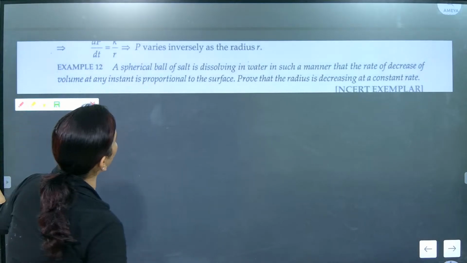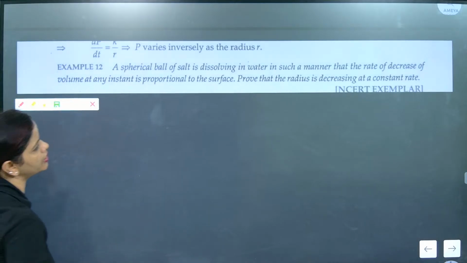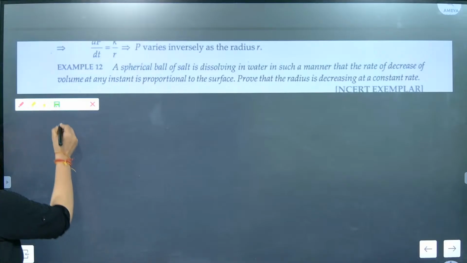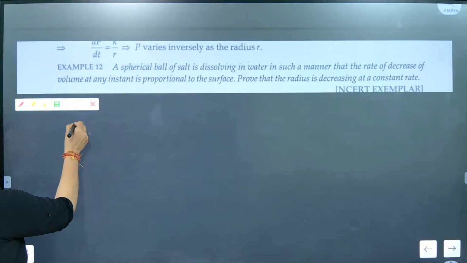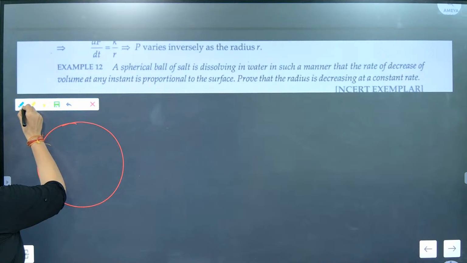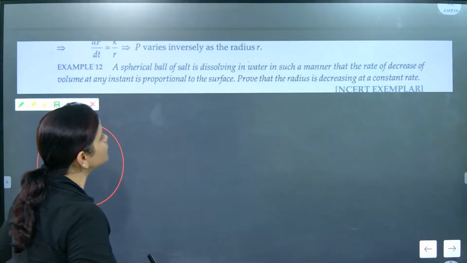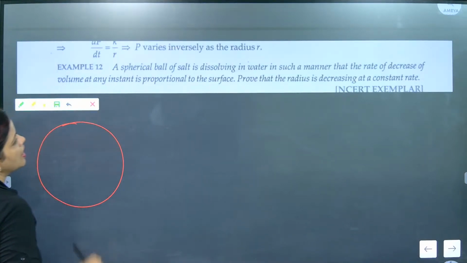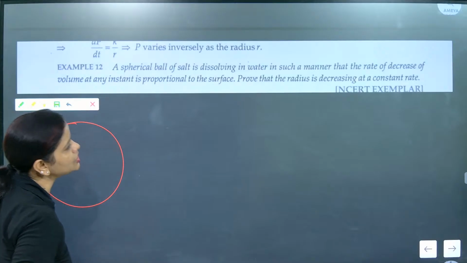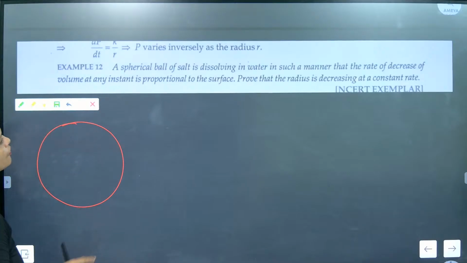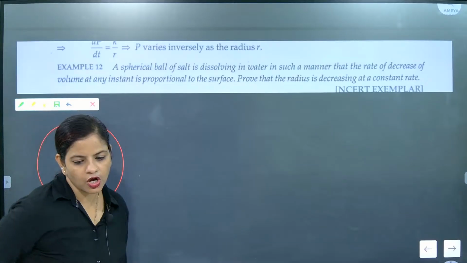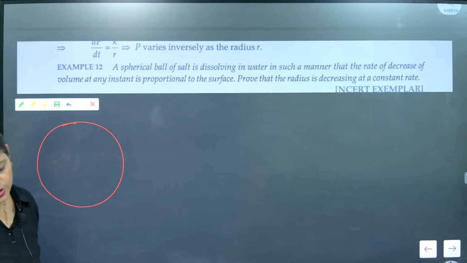A spherical ball of salt is dissolving in water in such a manner that the rate of decrease of volume at any instant is proportional to the surface area. Now come on, solve this question, try this question out, beta.